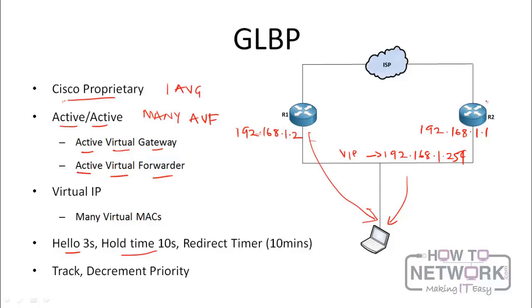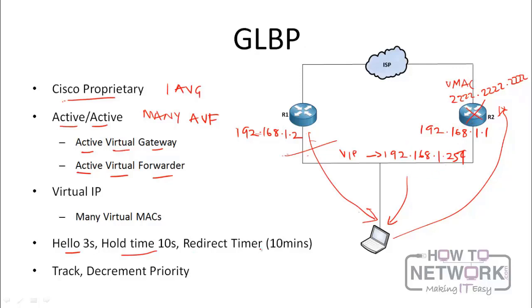So for instance, if this router goes down and it had a virtual MAC address of 2222.2222.2222, what's going to happen is that when the device tries to send traffic to this MAC address, router 1 is actually going to take that traffic and forward it. So the device does not even know that this MAC address has gone down. And this process is what's called redirection. It's actually redirecting the traffic that's meant for the AVF through itself.